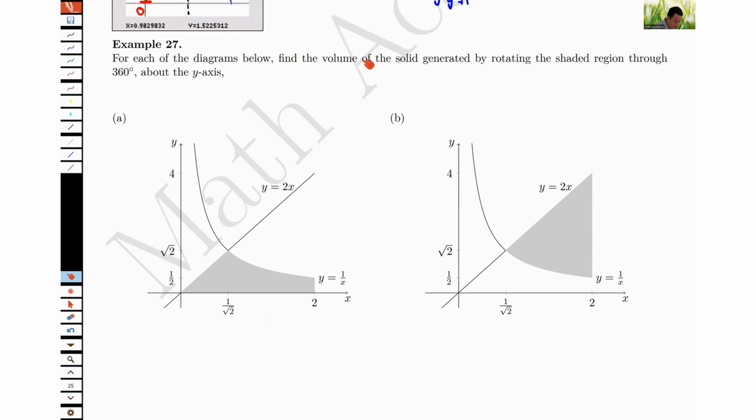Again, we are trying to find the volume when you rotate about the y-axis. It will usually be 360 degrees. Later, I will show you questions that are 180 degrees, but for now, no need to complicate things. It will always be 360 degrees.